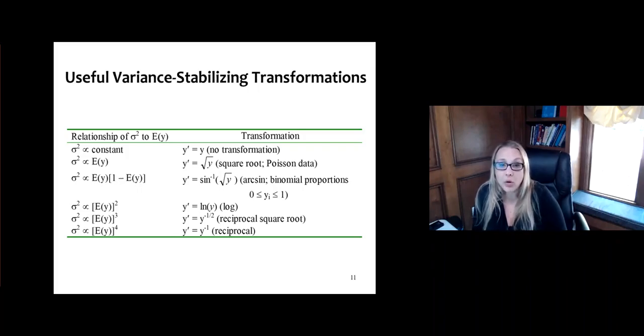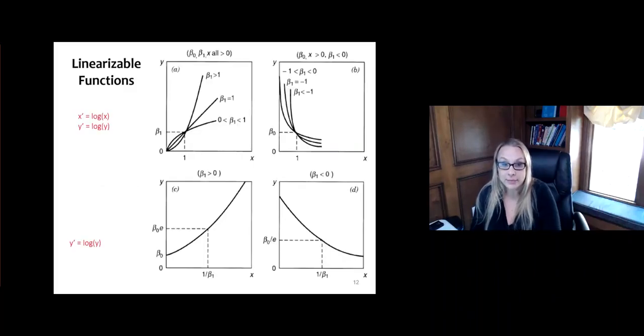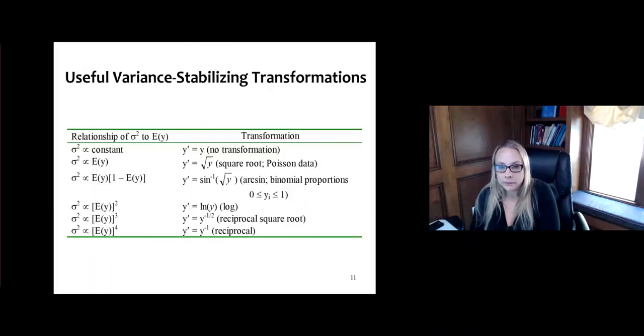And then, the more common ones you will see: if you see an exponential relationship, or where the variance seems to be just a little off, then you may want to consider taking the log. Taking the log tends to be a good transformation for that. If you see that the relationship is, as noted here, the expected value of y to the third, then taking the reciprocal square root is a good approach. Another one is the reciprocal of the last one.